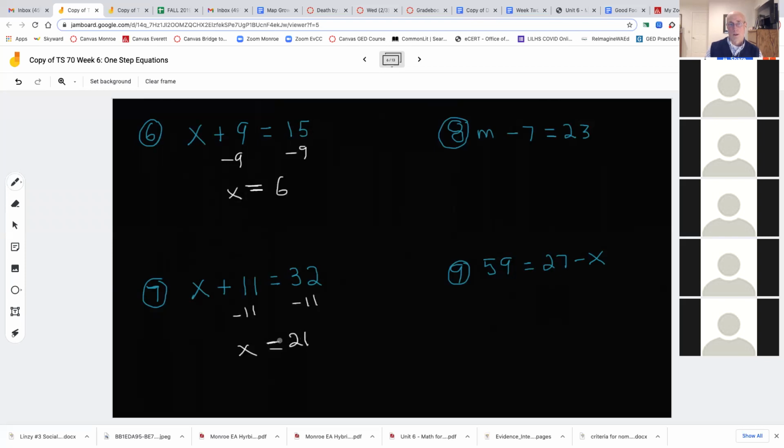Okay. All right. M minus 7, I'm going to add 7 to this side. I'm going to add 7 to this side. I get M, let me make sure that this makes sense, equals 30. Because 7 plus 23 is 30.